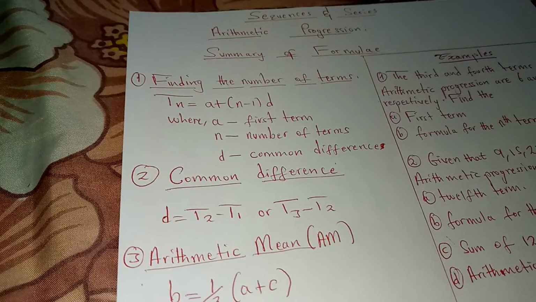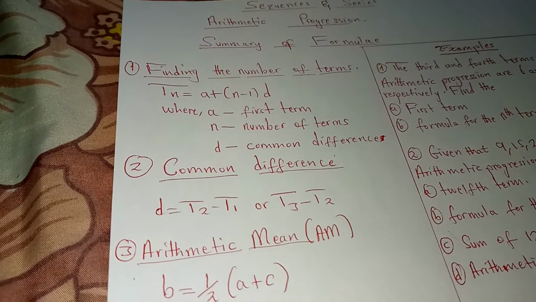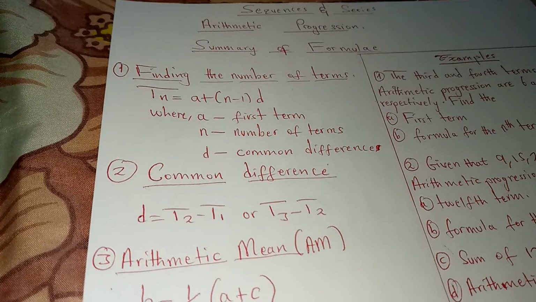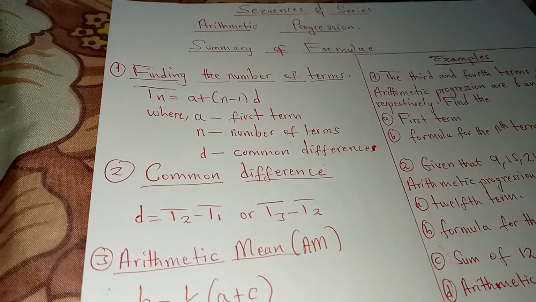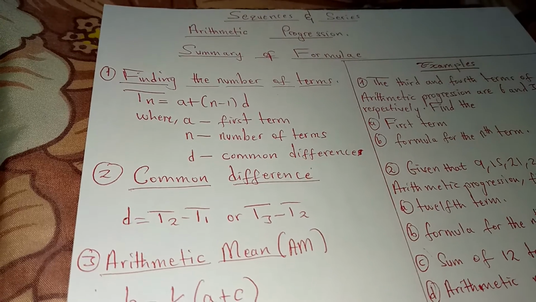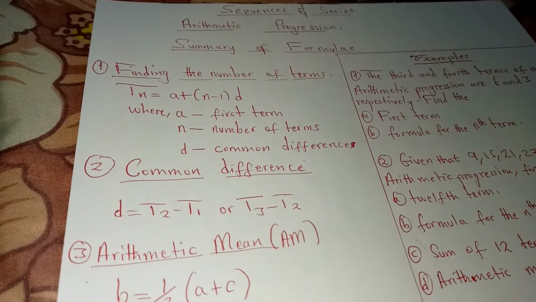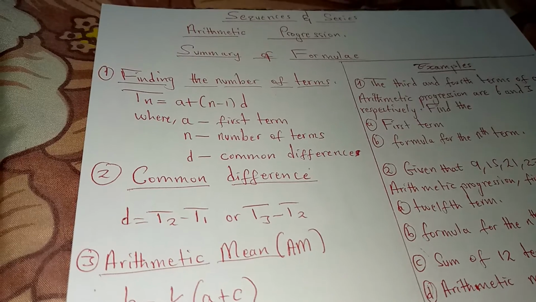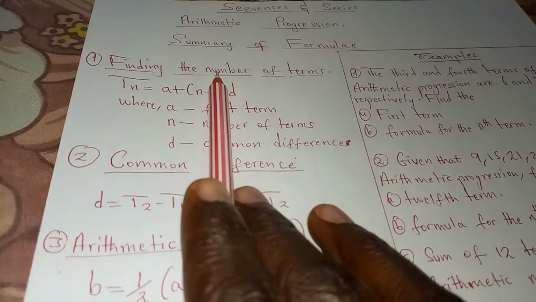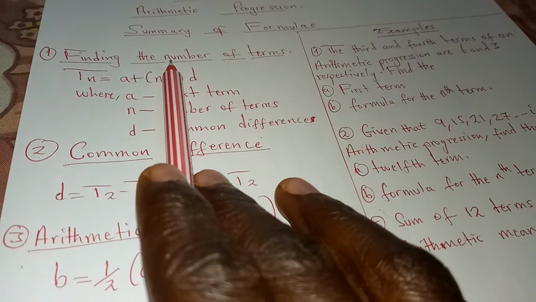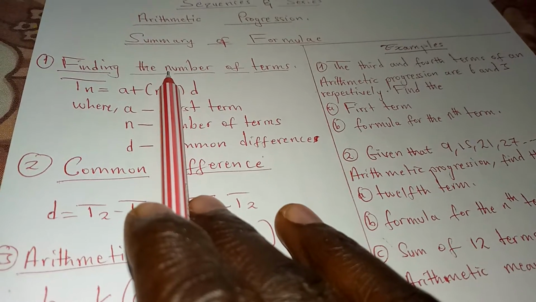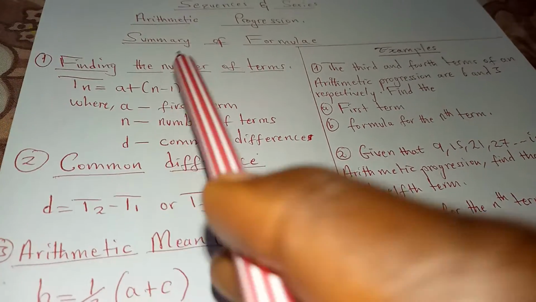This is another part of sequence and series, which is arithmetic progression. Just a definition: a sequence is just a list of numbers where a pattern exists, and a term is a number within a sequence. Now, a summary of the formulas of arithmetic progression. This part of sequence and series usually appears in paper 1 of the mathematics syllabus D.